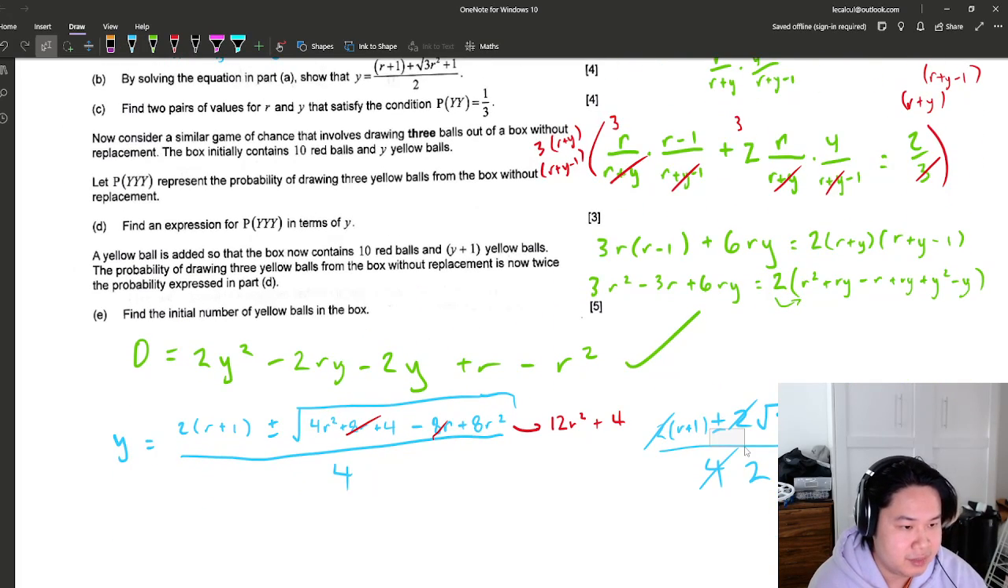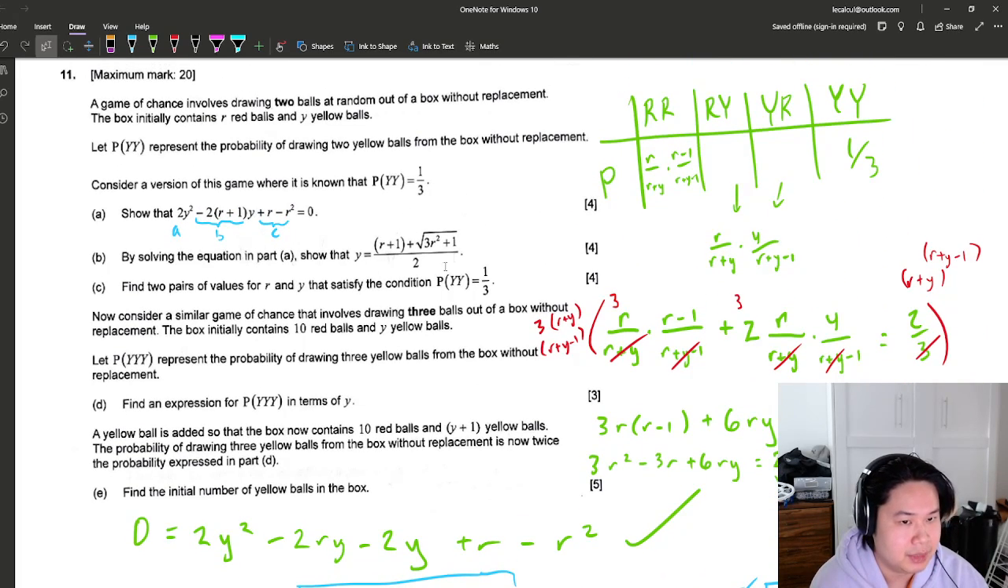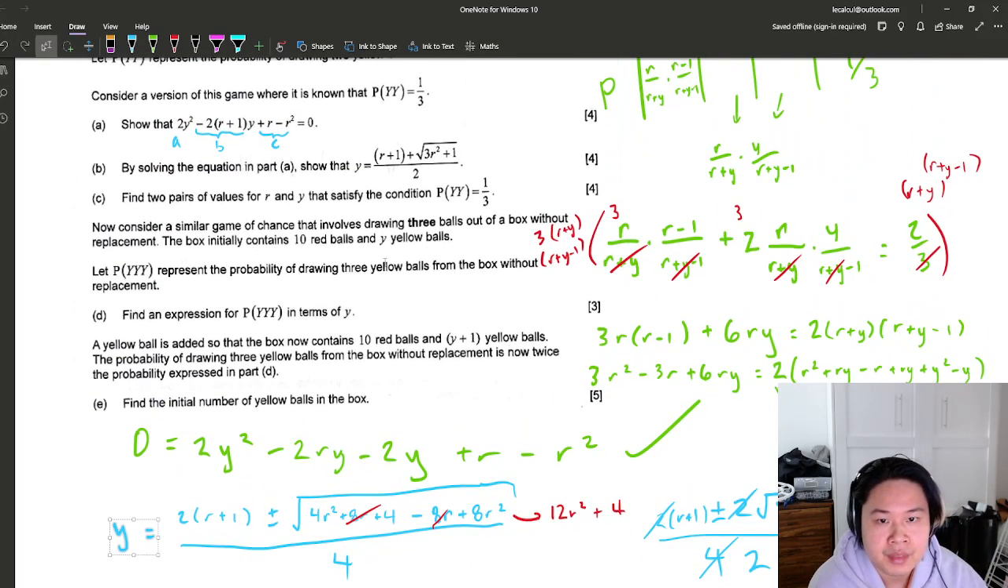You ignore the negative because this is probably going to be a negative result, and y needs to be a positive number because it's about the number of yellow balls or whatever. Okay, there you go. Find two pairs of values r and y that satisfy this condition, y equals 1/3.